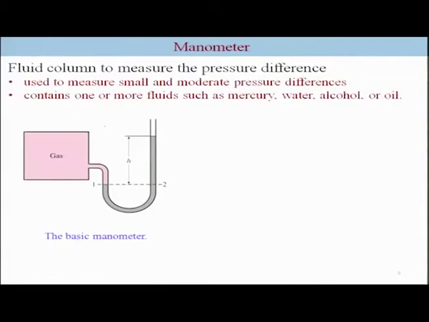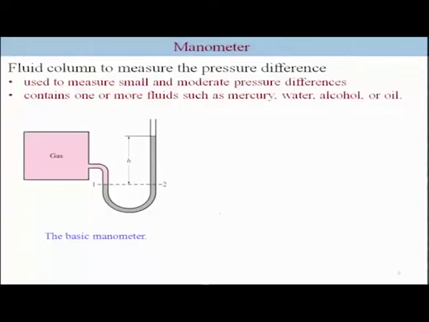So, in addition to barometer, we have also other devices. For example, if you are interested in measuring the pressure of a container having a gas, one can use a fluid column to measure simple pressure difference, and that can be used to measure the pressure of the gas container. This fluid could be any fluid: mercury, water, alcohol or oil.